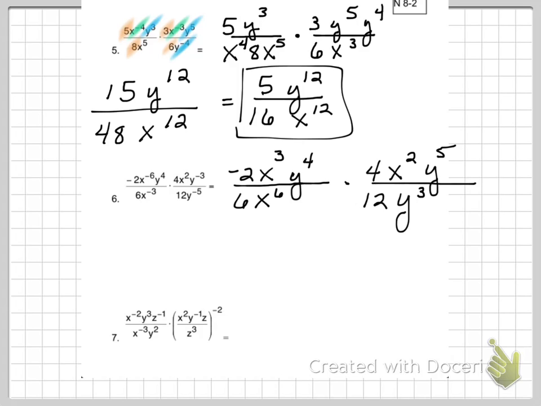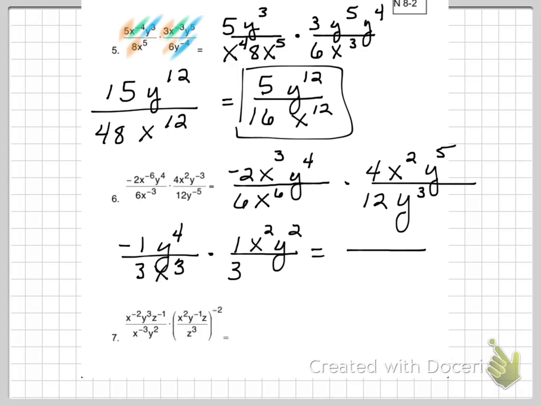Now, let's, within each fraction, simplify them as much as we can. Negative 2/6 is negative 1/3. X cubed over x to the 6th is going to leave us with an x to the 3rd in the denominator, and y to the 4th has nothing to simplify with, so it stays y to the 4th. 4/12 is positive 1/3. X squared, there's no other x's in that fraction. And then y to the 5th over y cubed will divide to be y squared in the numerator.